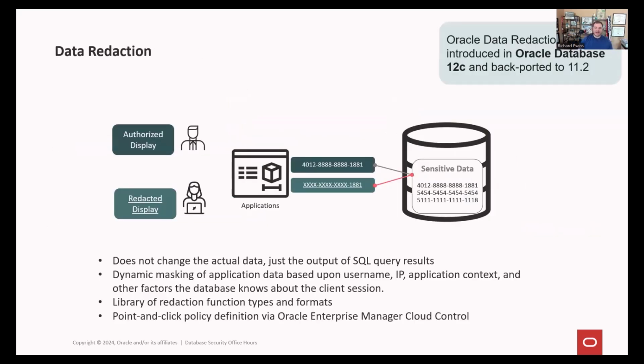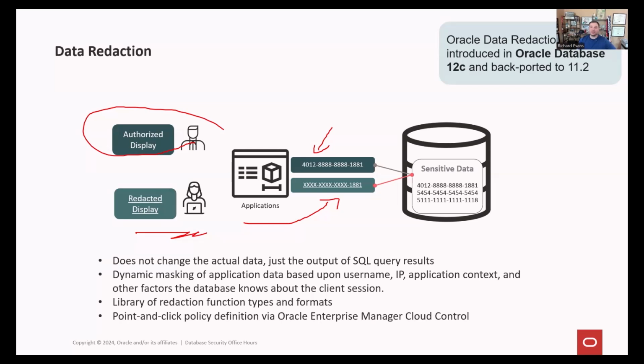And what Data Redaction allows you to do is just change the output of the data. We're not physically changing data on disk. We're not masking the data, right? We're not doing static data masking. We're doing dynamic data masking. So it doesn't change the actual data, just changes the output of the SQL. And you can do that dynamically by knowing who the user is, what their IP address is, and other factors about the database. So the authorized user here may see the full credit card information, and our redacted display may only see the last four. So we can do this with Data Redaction without altering the physical data, the actual data itself.